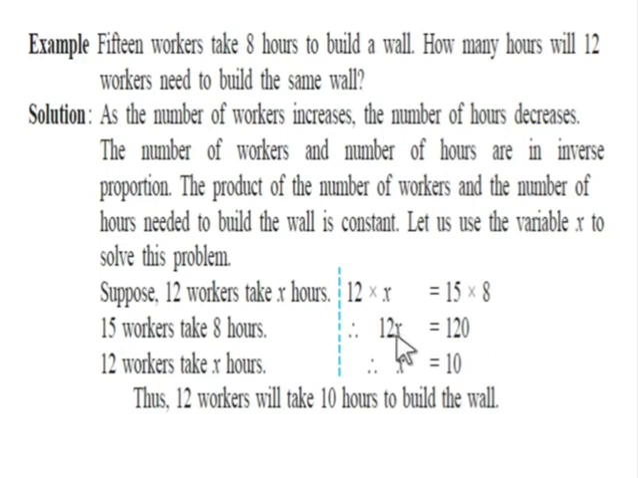Now here 12 multiplied by x is 12x. 15 multiplied by 8 is 120. Now we will divide both the sides by 12. 12x divided by 12 is x and 120 divided by 12 is 10. Hence, 10 hours are required for 12 workers to build the same wall.